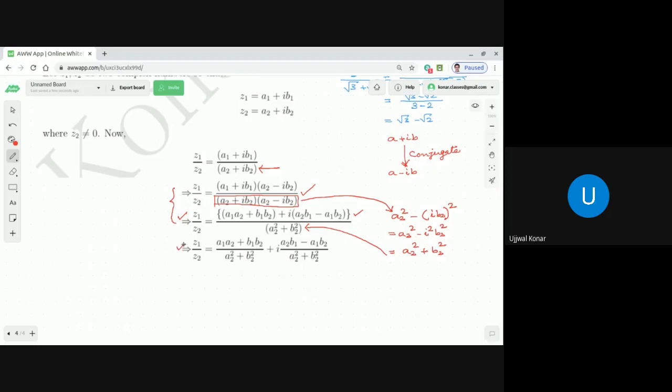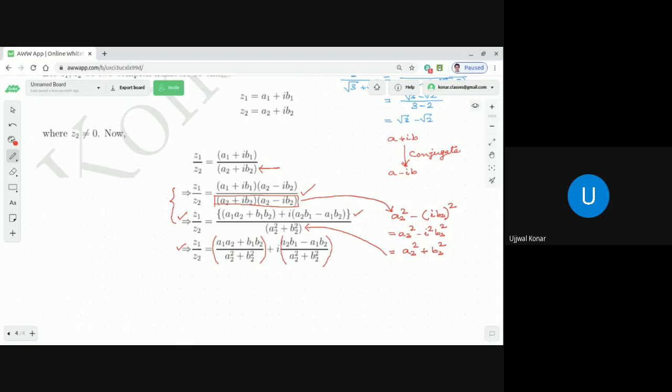So we are dividing a1 a2 plus b1 b2 by a2 square plus b2 square, and a2 b1 minus a1 b2 by a2 square plus b2 square. So then what are we going to get? z1 by z2 is a real number plus i into another real number. So it is in the form of a plus ib, right? To achieve this, we have performed this.